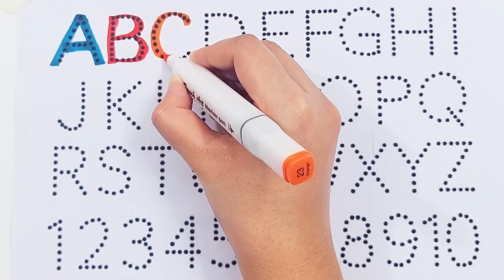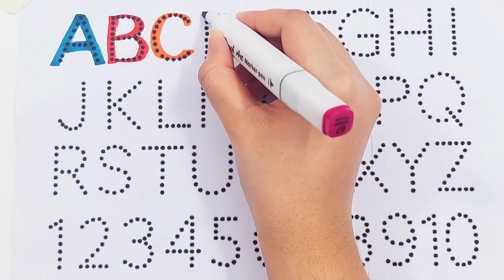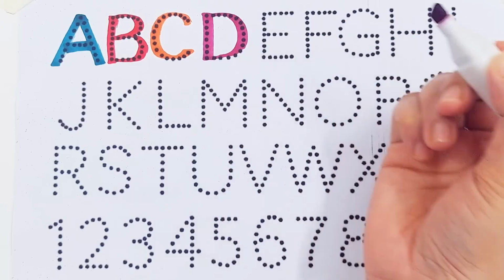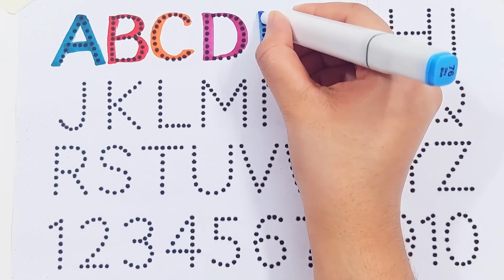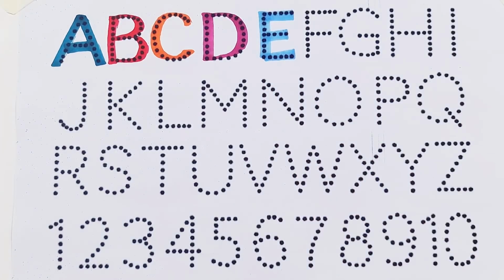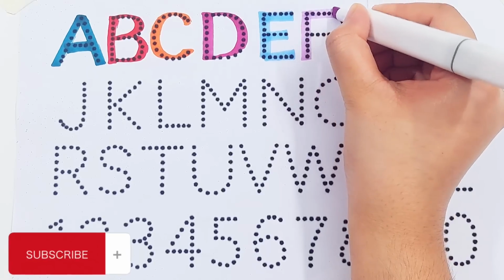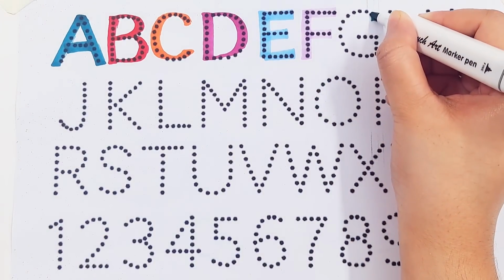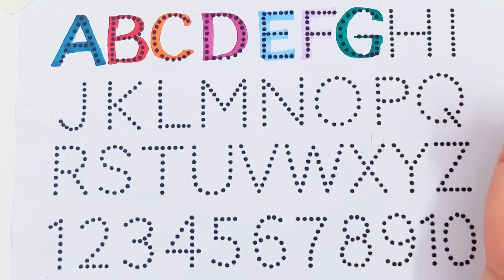C for coffee. D for dolphin. E for elephant. F for fruits. G for grapes.